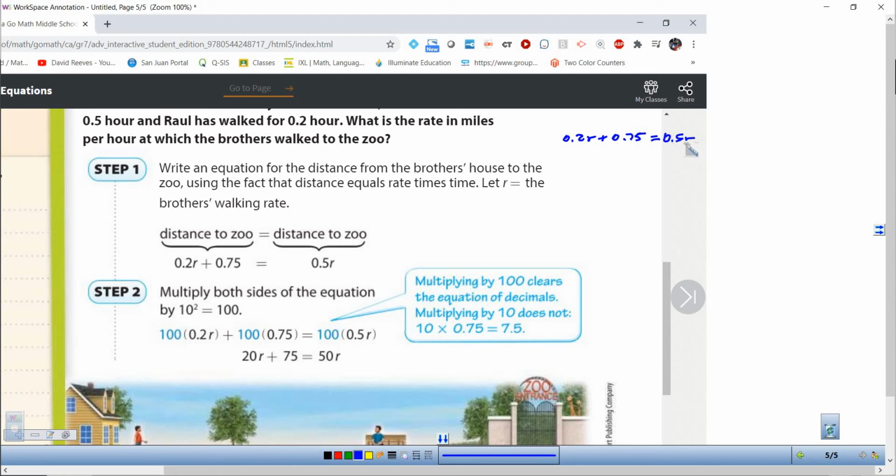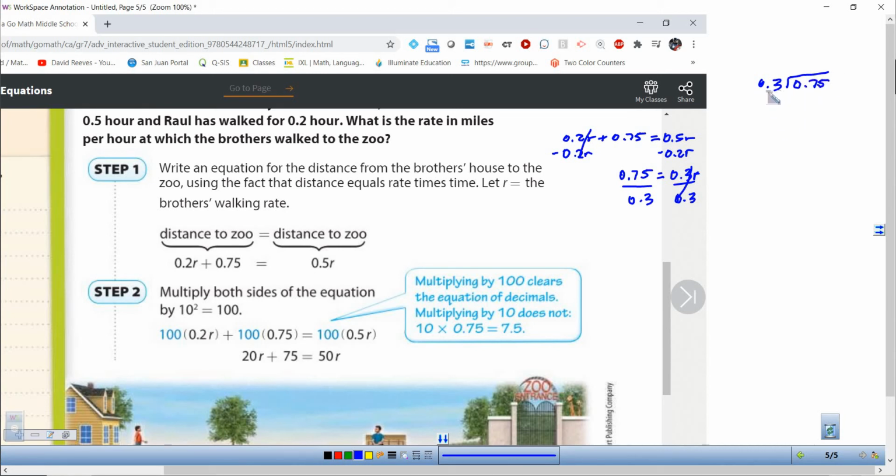So if I did it just like I've always done it, I'd say, okay, here are my variable terms. Which one is smaller? 0.2 is smaller. So I subtract 0.2r from each side. I get 0.75 equals 0.3r, right? And then I would divide both sides by 0.3. And then I've got to say, okay, if I'm not using a calculator here, then I've got to do 0.3 into 0.75.